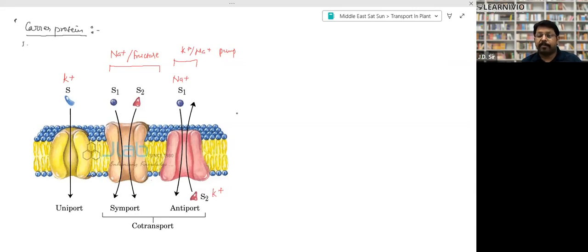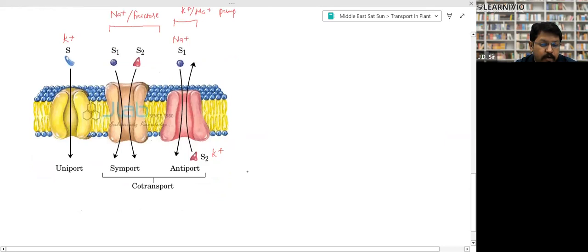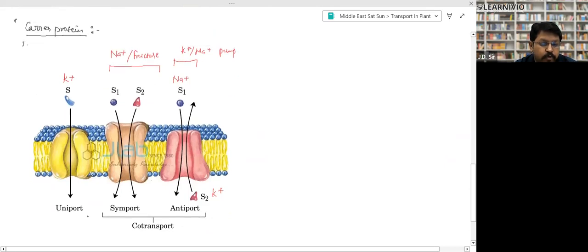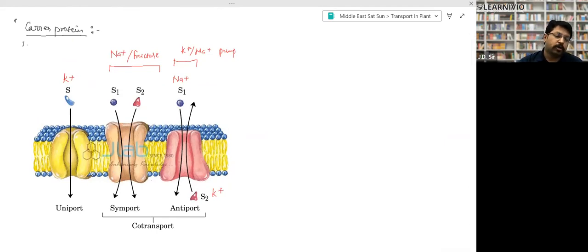If you have a bicycle and you have to go uphill, definitely you require energy. If you are coming downhill, you need not pedal the bicycle, you know well, right? Now the transport through carrier protein can be of two types: uniport and co-transport, right? In uniport, the movement of a single substance takes place at one time, either inside or outside, through the carrier protein.